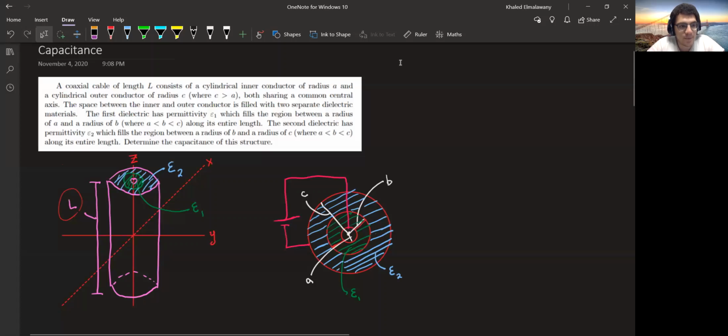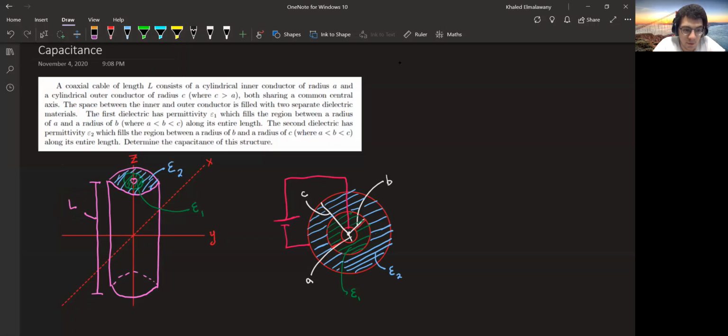Today we're going to try and approach the questions on capacitance. So we're given a coaxial cable of length L, as denoted here in the drawing, of a cylindrical inner conductor with a bunch of other data. But let's get started with a small picture.